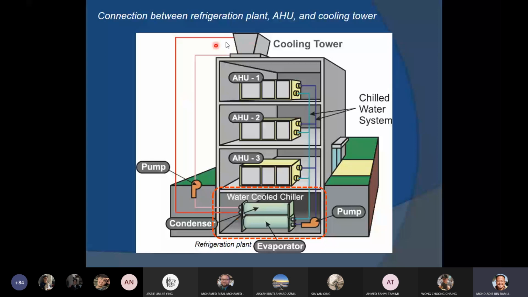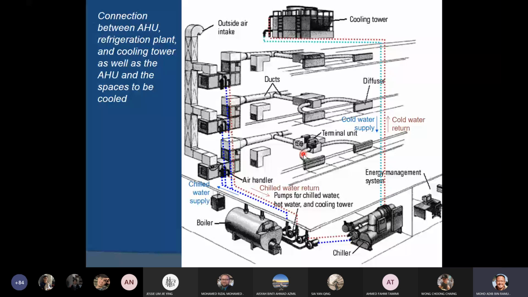Inside the cooling tower, the water gets cooled down, and the cooled water, shown in light red, is pumped back to the chiller. In the chiller it gets chilled. There's a compressor and everything, so it gets chilled, then it is distributed back to the AHU. So this is the connection between the systems mentioned earlier: the plant room, cooling tower, and the AHU.